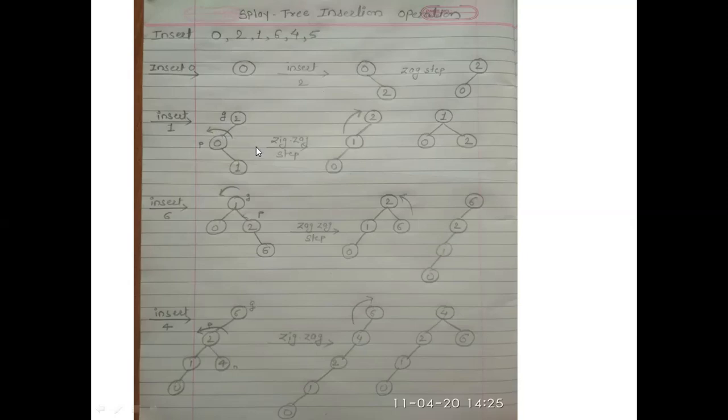Here we have to perform Zig-Zag rotation. First we have to move the parent. We place 1 at the position of 0 and pull node 0 down. Then we have to perform right rotation. So first we perform Zag rotation, then we perform Zig rotation. So this 1 becomes the root node and 2 becomes the right child of node 1.